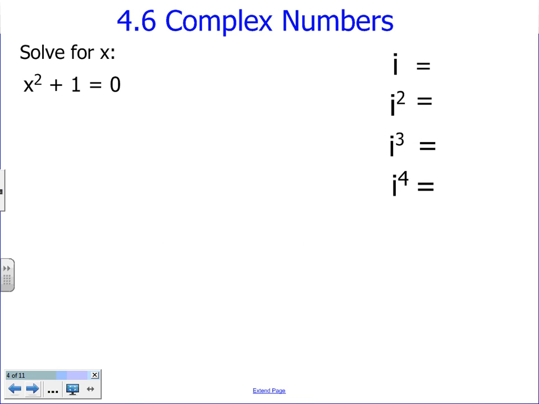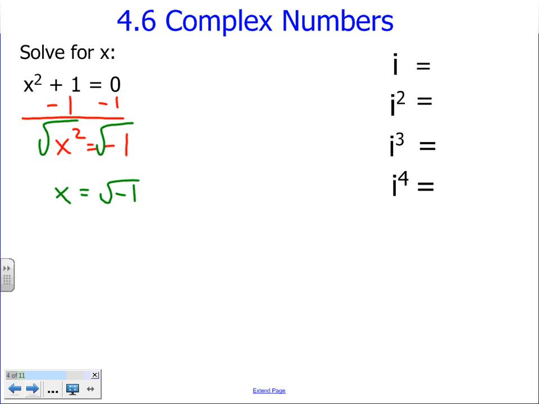So what is an imaginary number? Well, let's try to solve this problem right here. X squared plus 1 equals 0. Algebra tells us to subtract 1, so we have x squared is equal to negative 1. And now if we take the square root of both sides, we have x equals the square root of negative 1.